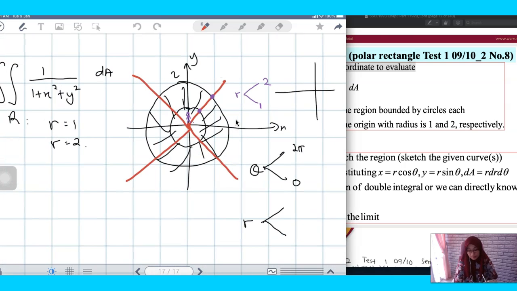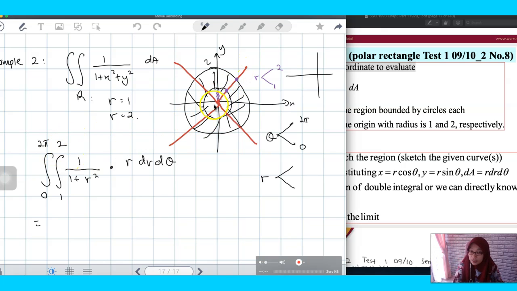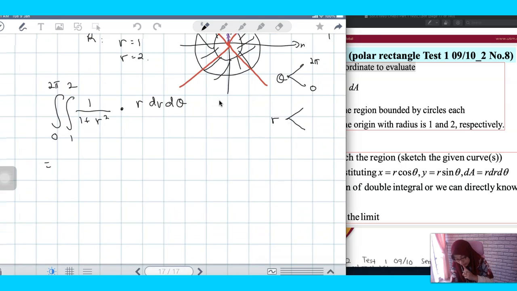Okay, so now we can solve this integral in polar. We know that 1 over 1 plus, and we know that x squared plus y squared is r squared, and then what is dA in polar? r dr d theta. So the limit of theta is 0 to 2 pi, and the limit of r is 1 to 2. And you can see they are all constant because your region is part of the circle centered at the origin. Okay, so now it's time for us to solve the integration.